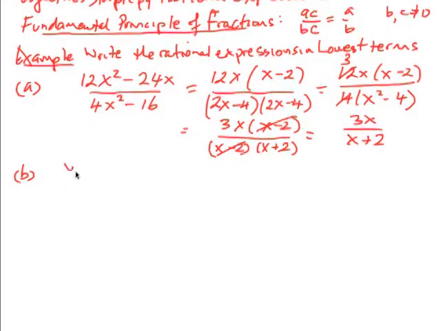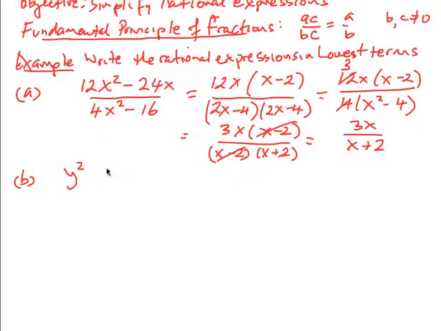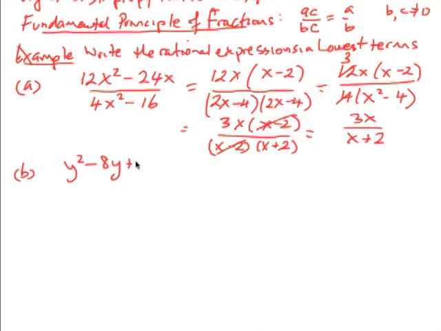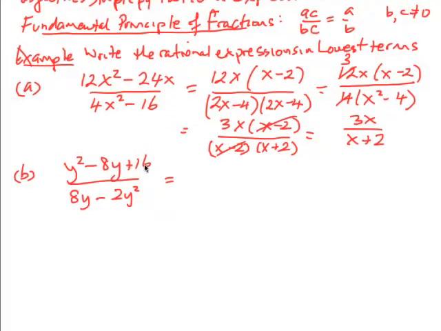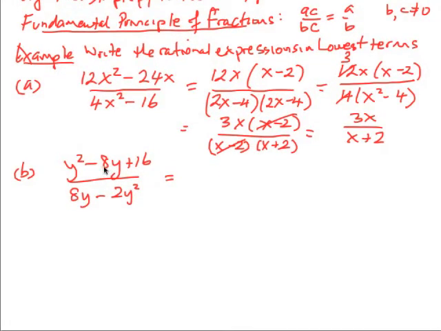Let's suppose I have y squared minus 8y plus 16 all over 8y minus 2y squared. Again we start factoring everything we can. Notice that this one here, you should recognise we have 4 squared, and 2 times 4 is 8. So this one will be a perfect square.